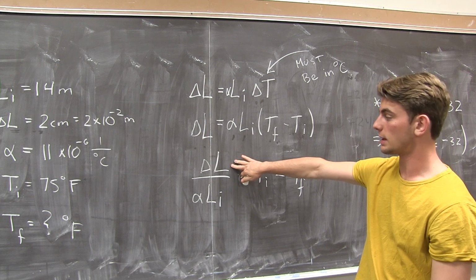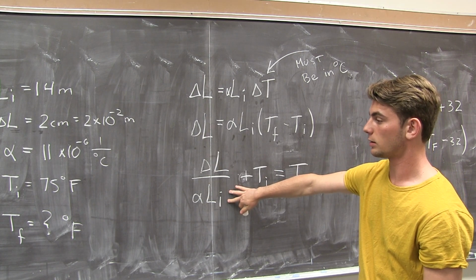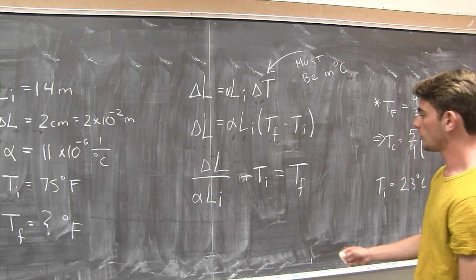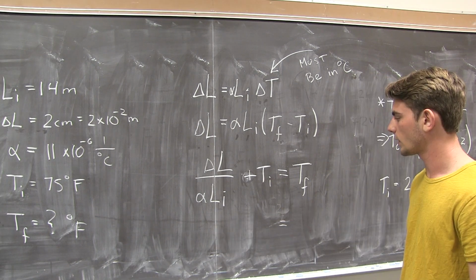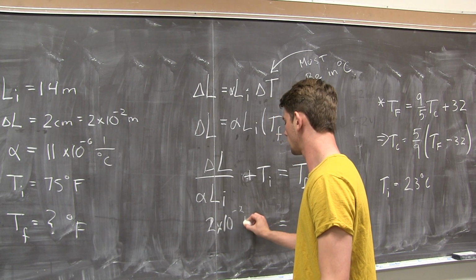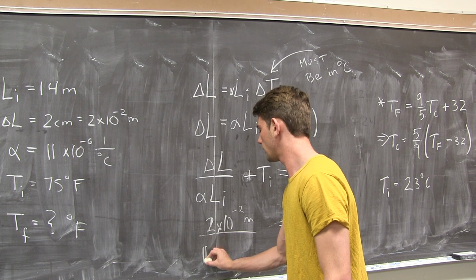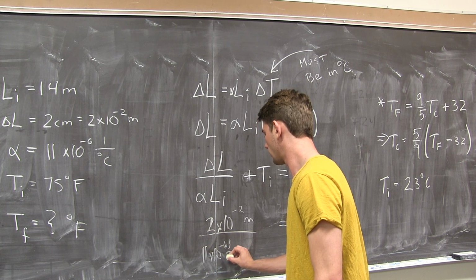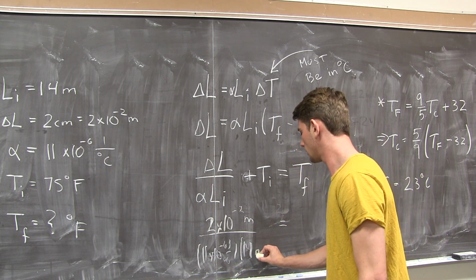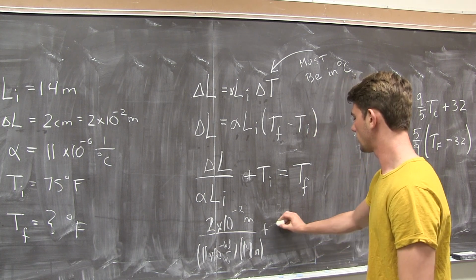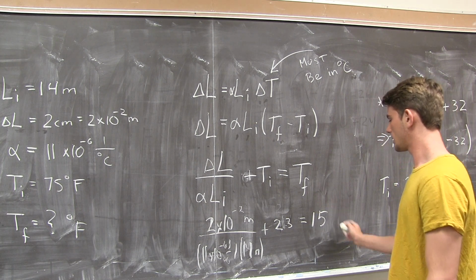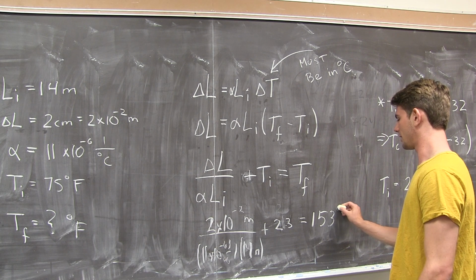So with delta L as 2 centimeters, the initial length as 14 meters, and alpha as 11 times 10 to the negative 6, we should get a T final. This is 2 times 10 to the negative 2 meters over 11 times 10 to the negative 6, 1 over degrees Celsius, times 14 meters, plus 23, is equal to 153 degrees Celsius.